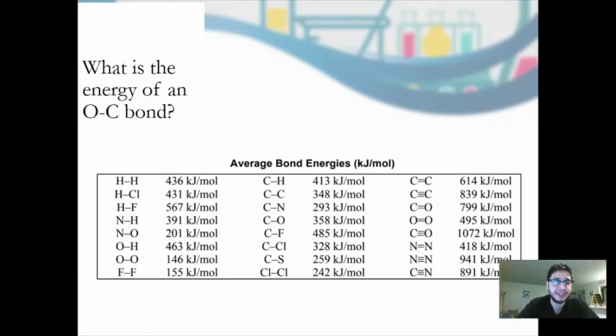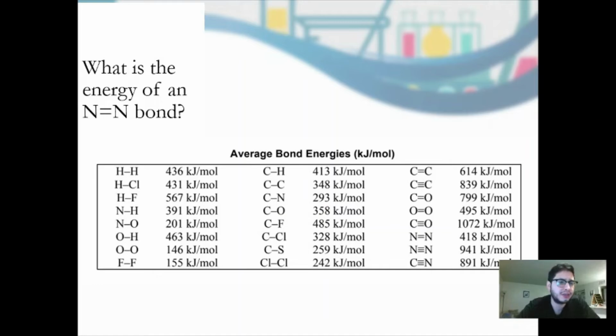Let's give you another example. I have an OC bond, and it's a single bond, so I'm not going to focus on this third column. And I notice that there's no OC bond. So I have to flip this OC to CO, because it's just a flipped molecule. OC is the same thing as CO. So you look at the CO, which is in the second column, and the bond energy of CO, or OC, is 358 kilojoules per mole.